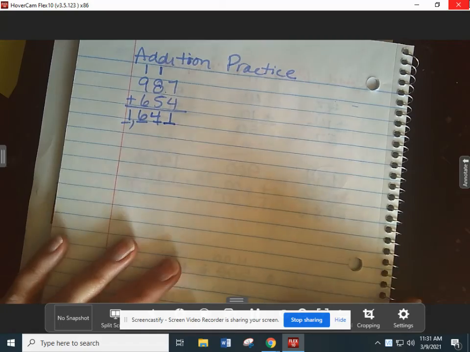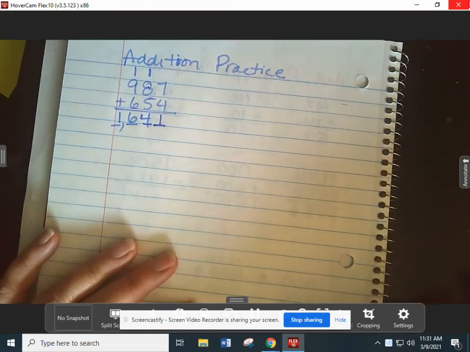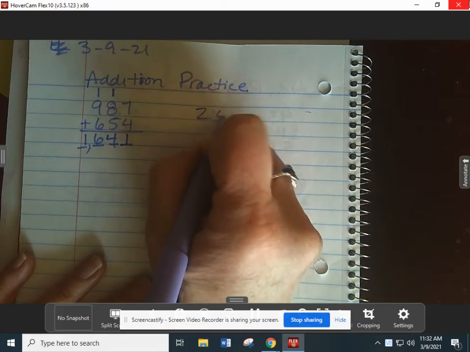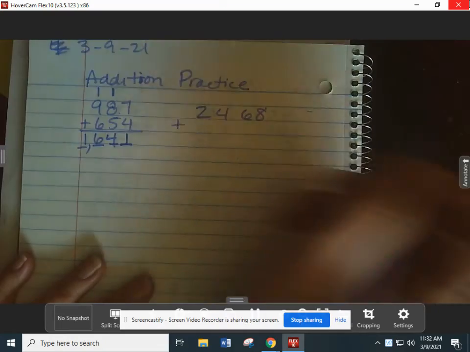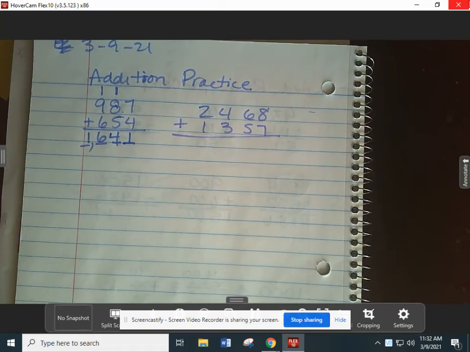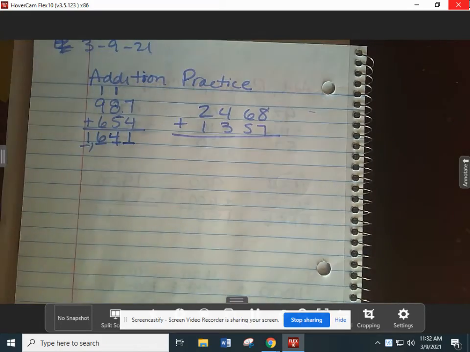Okay, Reese, take your notebook too. Okay, so this one wasn't so bad. Let's do a 4-digit. 2468 plus 1357. 2468 plus 1357.